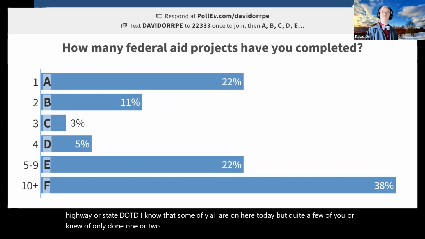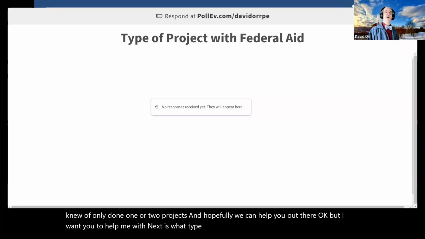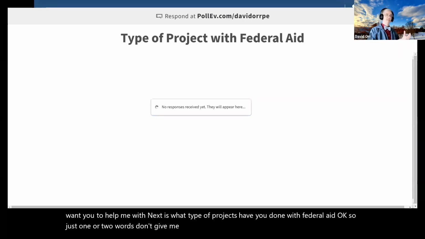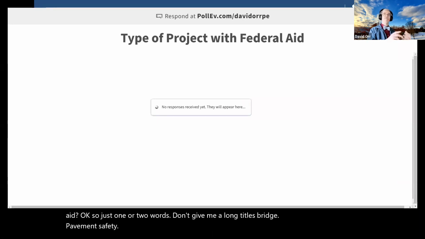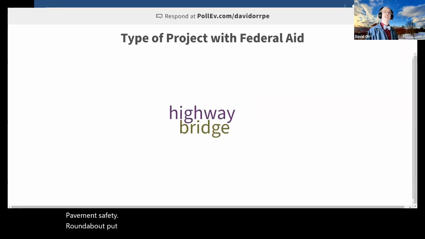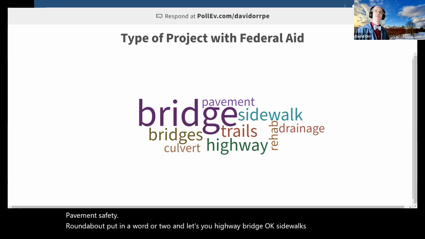Okay? But what I want you to help me with next is what type of projects have you done with federal aid? Okay? So, just 1 or 2 words. Don't give me long titles. Bridge, pavement, safety, roundabout. Put in a word or two. And let's see, highway, bridge, okay? Sidewalks, trails. Yeah, let's just see what kind of projects people have done.